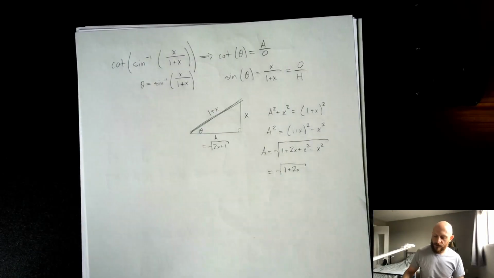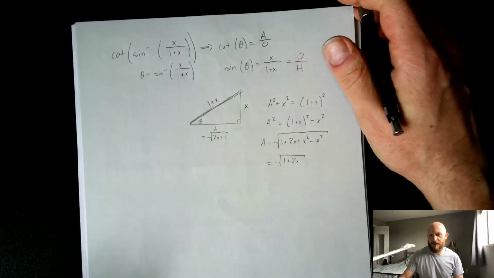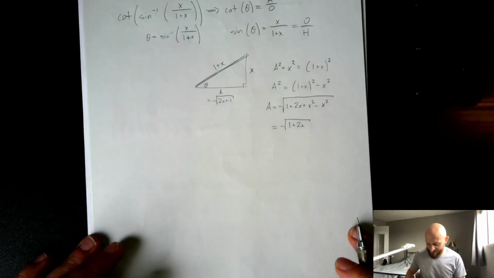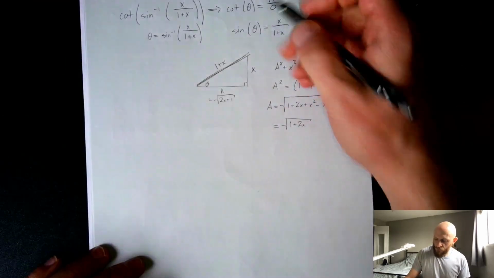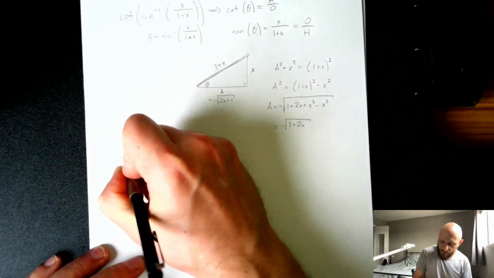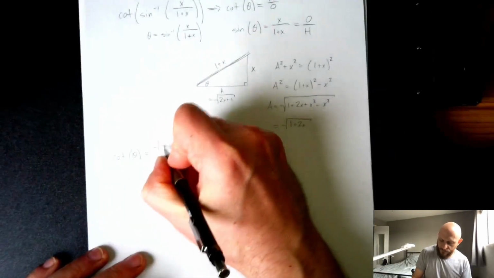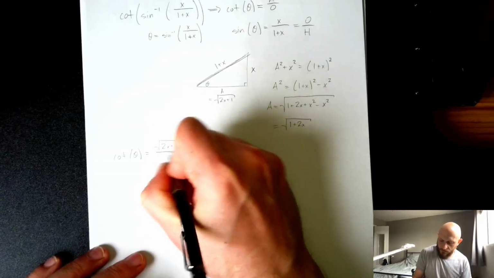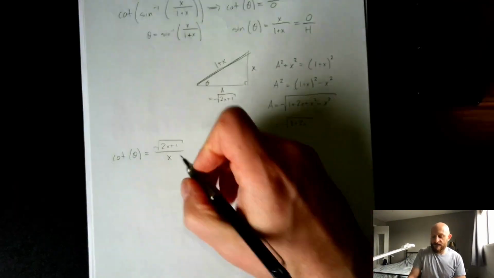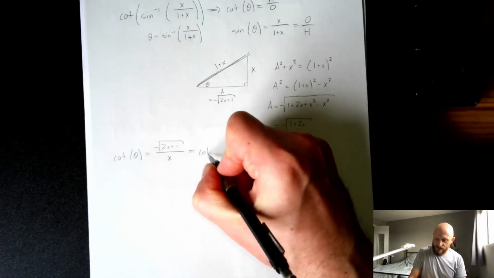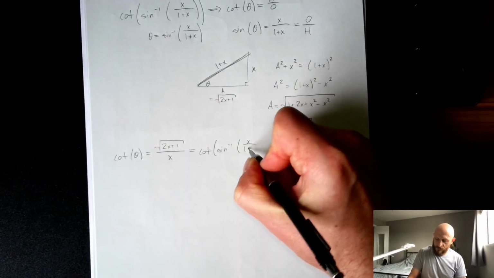All right. And I guess I could have written this as x plus 1 as well, just to stay consistent. Whatever, it doesn't really matter. If I was more compulsive, then I would do something about that. Okay, so what is cotangent of theta then? Cotangent is adjacent, root 2x plus 1, over the opposite side, x. And that's the answer. This is the cotangent of the sine inverse of x over 1 plus x.